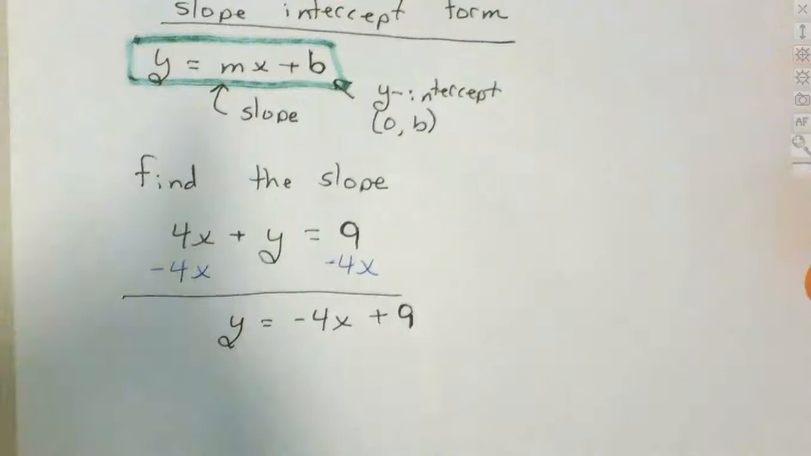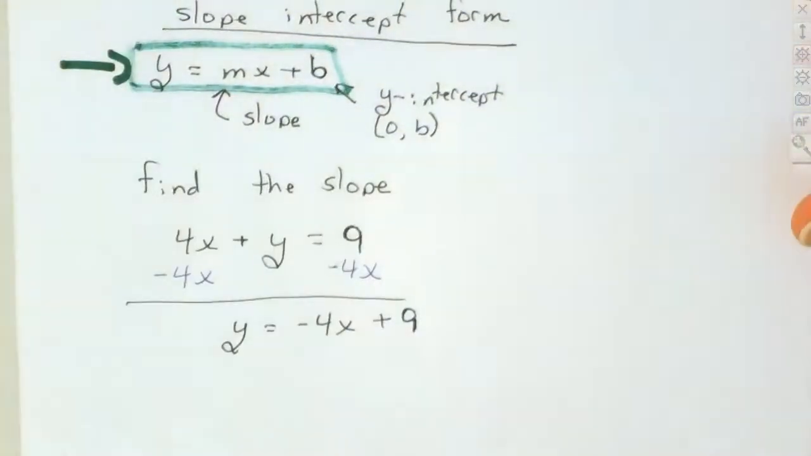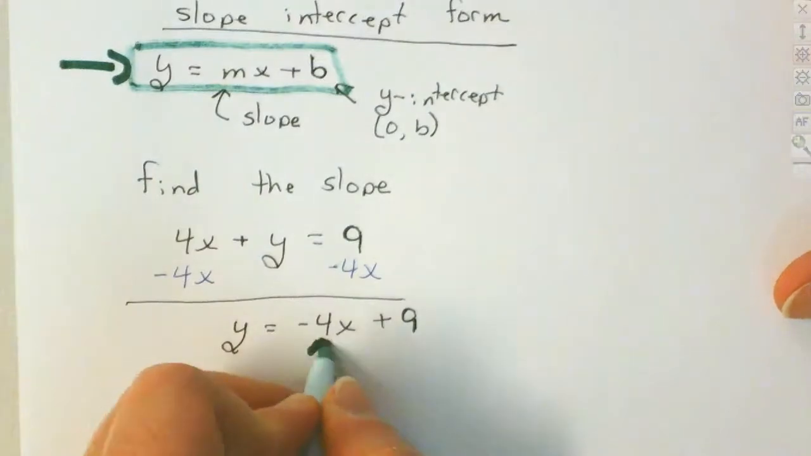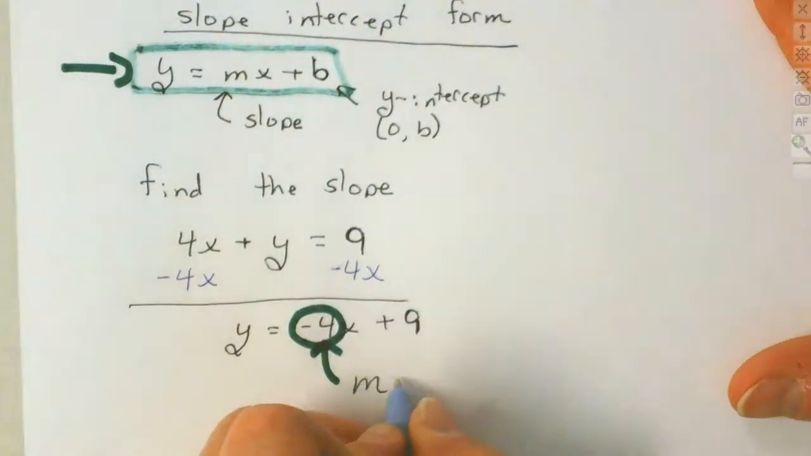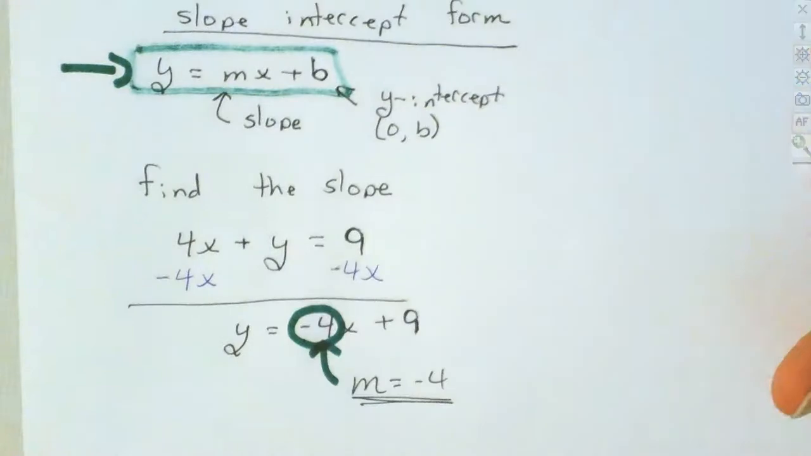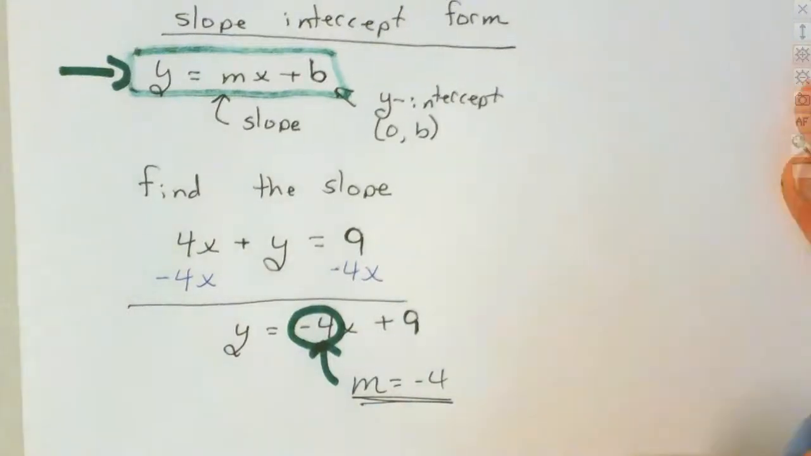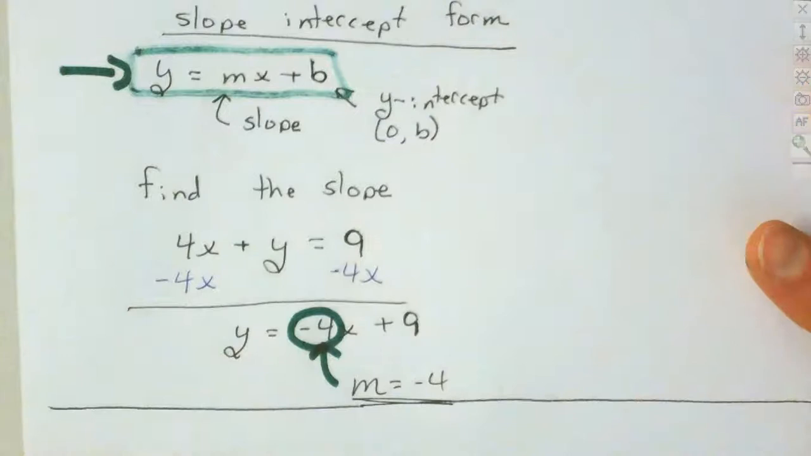Now, does it look like this? Yes. Has it been solved for y? Yes. So, what is the number that is in front of the x there? Negative 4. So what would your slope be? Your slope would be a negative 4. Is everyone okay with that? What did we have to do, though? We had to solve that equation for what variable? Y. So y had to be by itself on the left. Let's do another one.